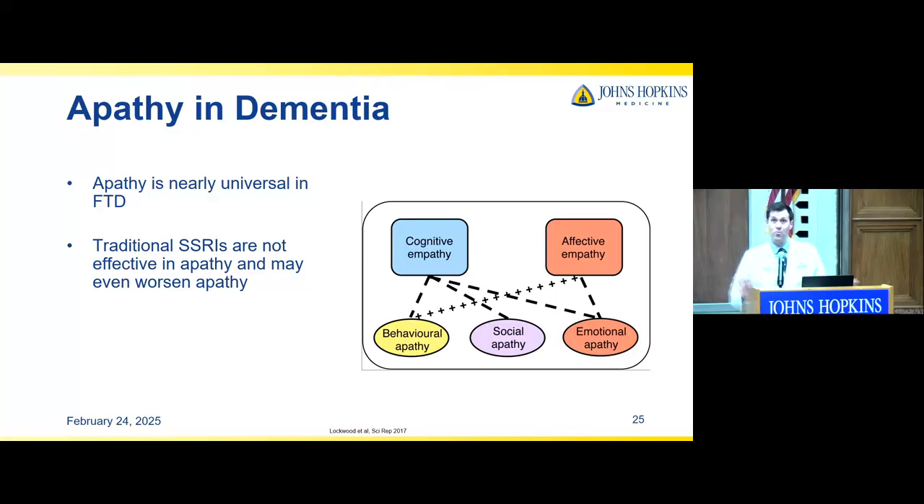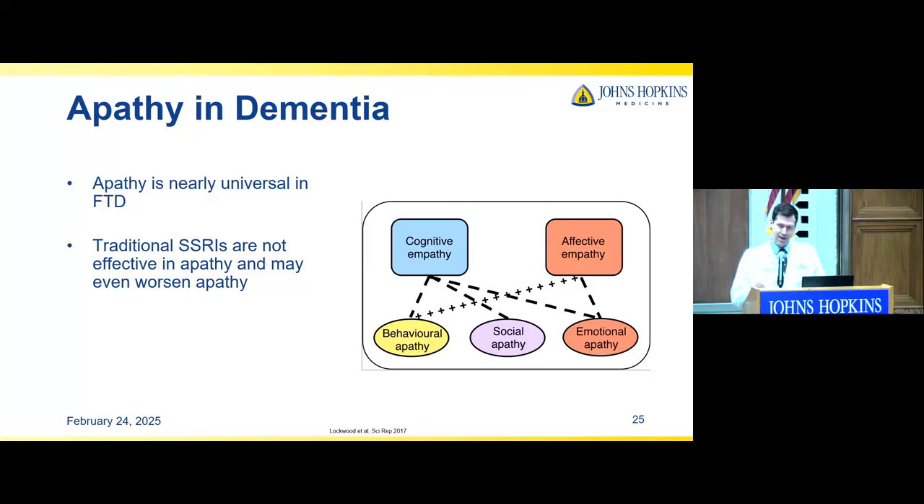Apathy is almost universal in FTD, and we heard a bit about that from our patient today. The reason for that is apathy is not really unique across different symptoms. Almost everybody, regardless of what prominent symptom they're experiencing in FTD, has some level of apathy. And apathy is one of the most difficult symptoms to treat across neurodegenerative disorders. And we know traditional SSRIs don't work.